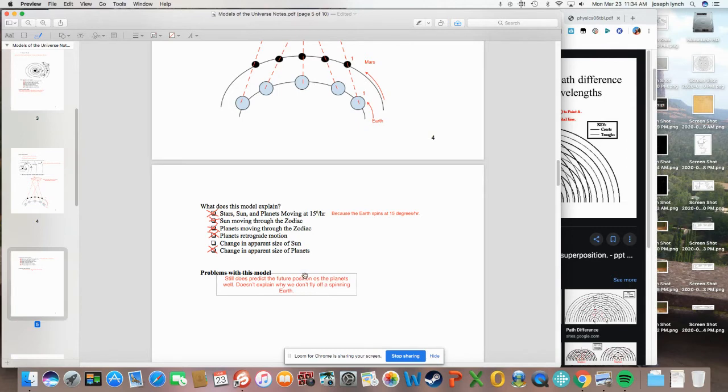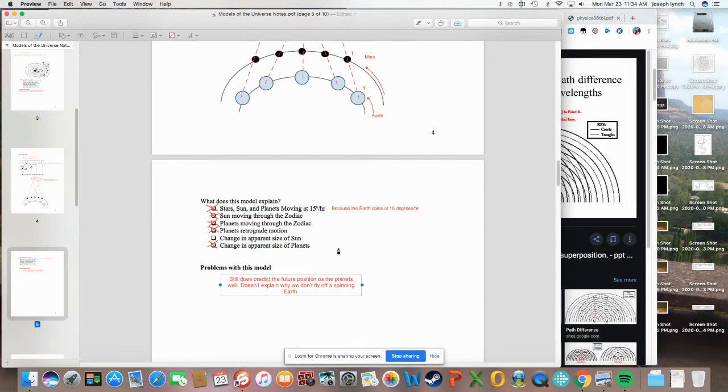In geocentric models, the Earth is just sitting still. Okay, in this model, in order for the sun to rise and set, the Earth has to spin, and we don't feel like the Earth is spinning. So what's going on?